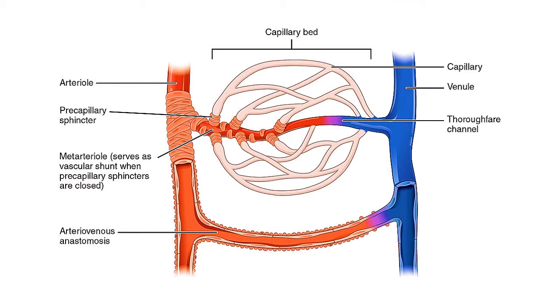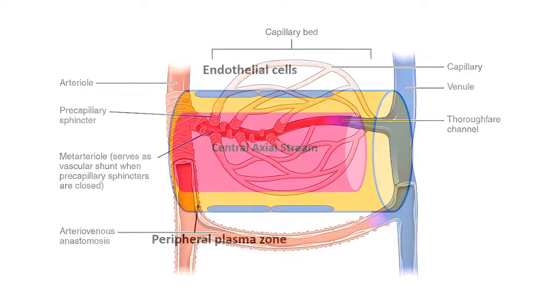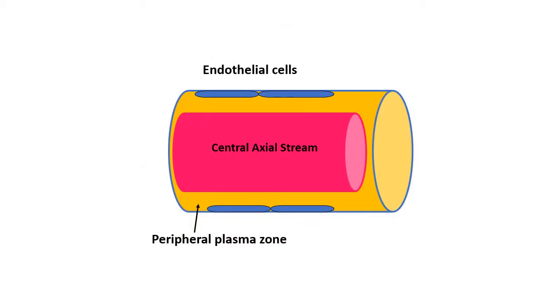The microvasculature lies between the terminal arterioles and postcapillary venules. It comprises the capillary network and an anastomosing vessel between the respective arteriole and venule. The blood vessel has a certain diameter, and the blood flows in the middle of its lumen at certain speed. This is called central axial stream, which contains RBCs, platelets, and WBCs. WBCs are present at its periphery.